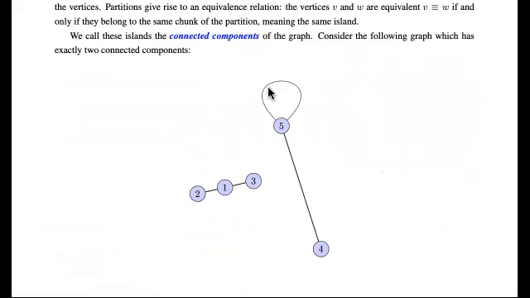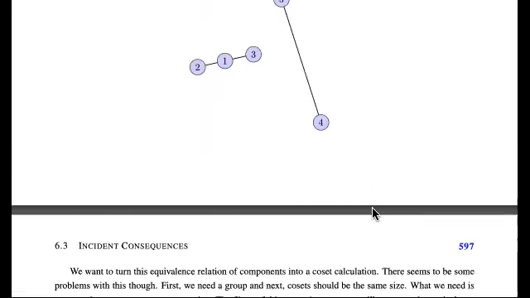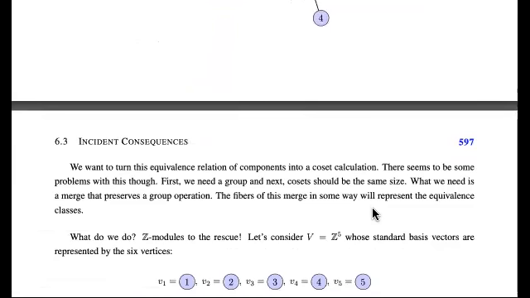Nonetheless, look at this graph and notice that it looks like it's split into two different distinct parts. These are called connected components. There are two of them. So these vertices are connected via paths of edges to each other, and these ones as well. So there's two connected components. Now we can actually count how many connected components there are of a graph by studying an oriented incidence matrix.